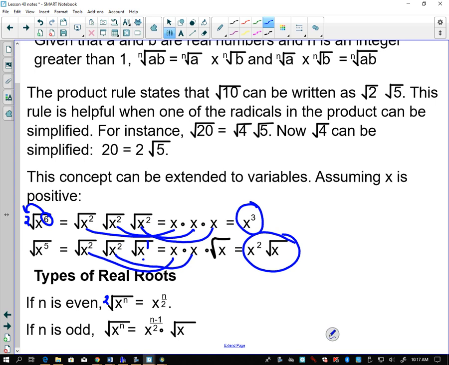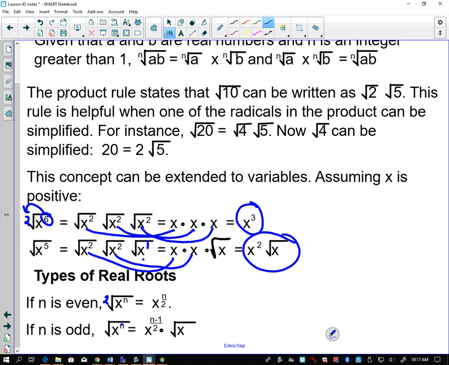If n is odd, so let's say that this was like a 3 or something like that, that's going to be n minus 1 divided by 2 times the square root of x. That's a lot more confusing than it needs to be, and it'd be a lot easier if we had real numbers that I could show you with it.